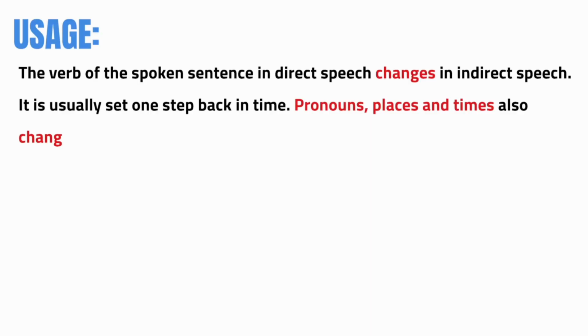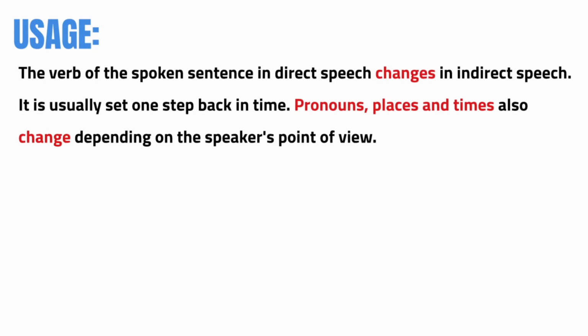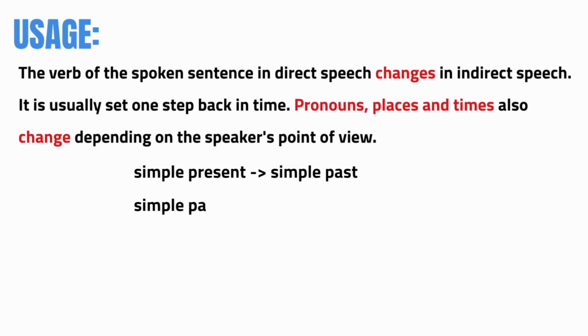from each other. There are some more things to consider when you transform a sentence from direct speech into indirect reported speech. For example, the verb of the spoken sentence in direct speech changes in indirect speech. It is usually set one step back in time. The expression for that is time shift. Pronouns, places, and times also change depending on the speaker's point of view.